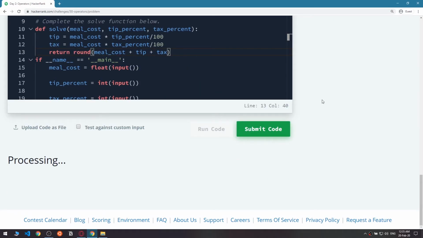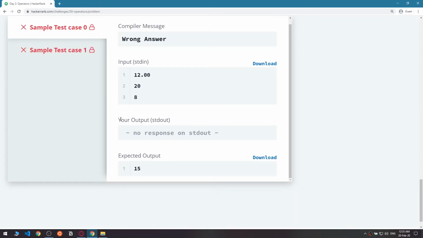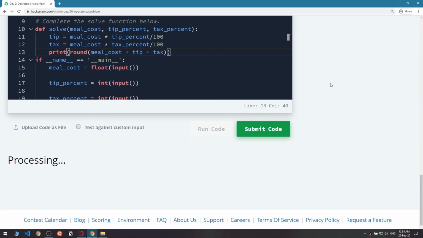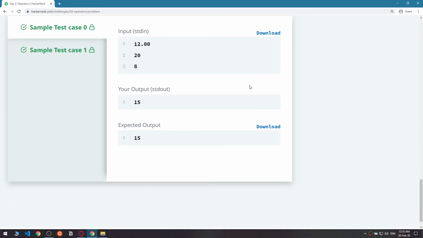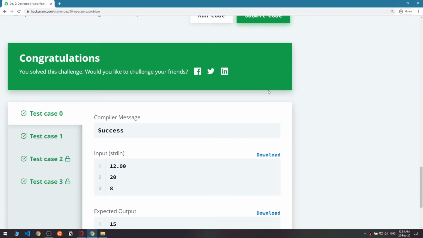Okay, this should do it. Let's run the code now. Wait, what? He wants me to print it, not return it. Okay, so just print this instead of returning. Let's run the code now. And we are good to go. Let's submit the code. And we passed.